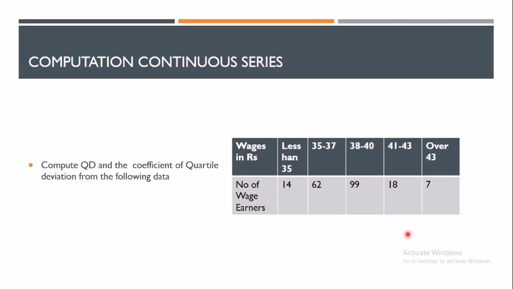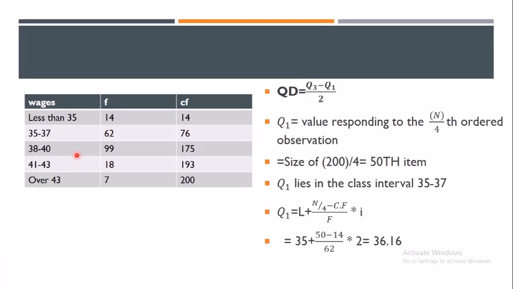Next, you have to find out the computation of QD in case of a continuous series when you are provided with classes. So let's have a look at the problem. You are asked to find out QD and the coefficient of quartile deviation. Wages are given over here: less than 35, 35 to 37, 38 to 40, 41 to 43, and above 43. Number of wage earners: the number of people earning less than 35 is 14, and the number of people that earn from 35 to 37 is 62, and so on. So let's see how we will find a solution for this.